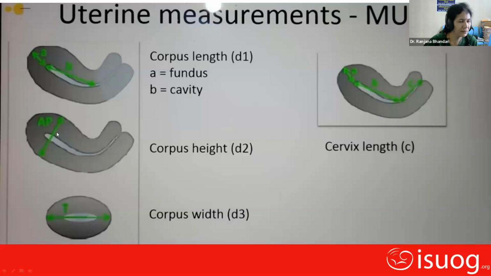The anterior-posterior length is measured the same as otherwise. We are measuring from anterior to posterior. You can take it in the transverse plane, or you can measure it in the sagittal plane also. And the corpus width or D3 has to be taken in the transverse scanning. And I had told you, by transverse scanning I mean the probe marker will be towards the 9 o'clock position.